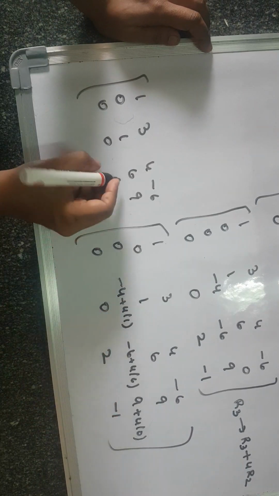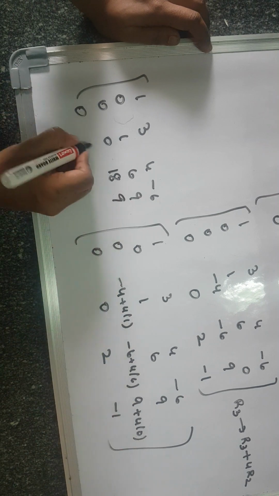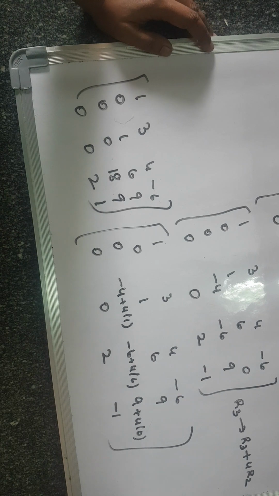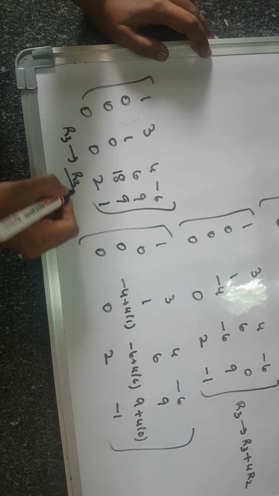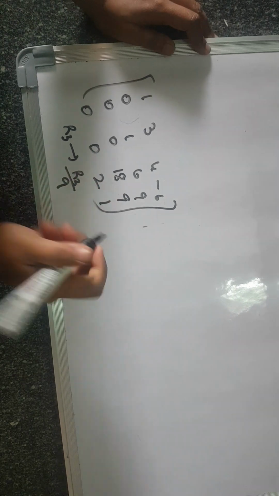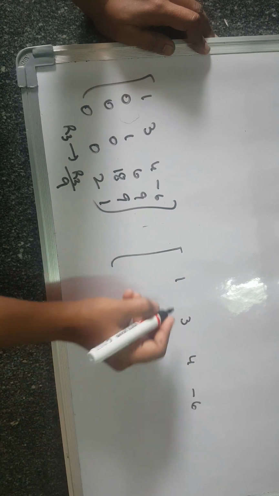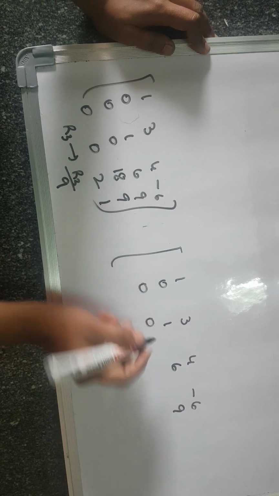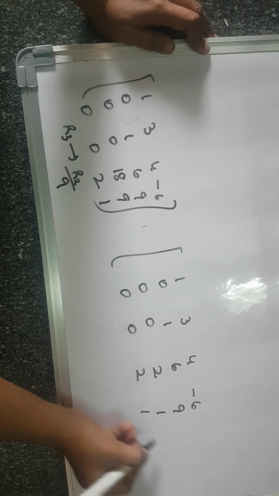Here minus 6 plus 24 is 18, and 9 plus 0 is 9, and 0 0 2 1. Okay, now here make R3 implies R3 by 9. Now what do these values become? 1 3 4 minus 6, 0 1 6 9, 0 0 2 1, 0 0 2 1.